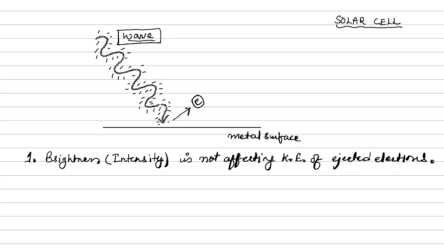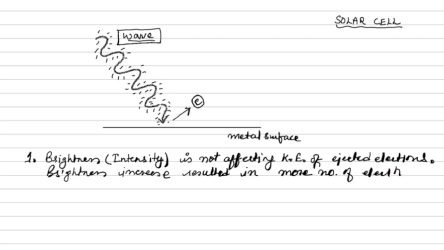Confused. Why? Bigger wave is coming, more brighter light is coming. Still, we are getting electrons going lazy like that. But does it change anything? Did not get anything out of it. We got, instead of one electron which was going like lazy, now there are more electrons. So the brightness increase resulted in more number of electrons ejected.